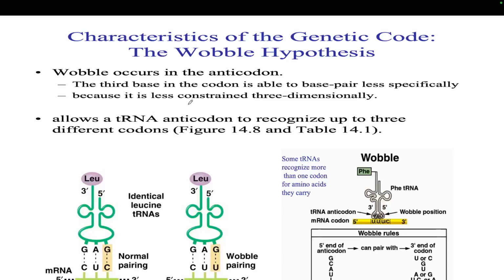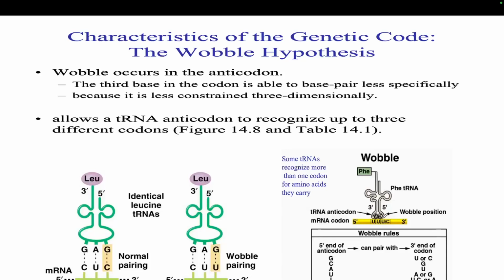The third base in the codon is able to base pair less specifically because it is less constrained three-dimensionally. So the binding will not be as strong as at the other two positions, but it is a little bit flexible, so it can bind non-specifically. That's why it is called the wobble position, and it allows a tRNA anticodon to recognize up to 3 different codons. Here, this is the code for phenylalanine, the AAG. In mRNA it can be either UUU or UUC.